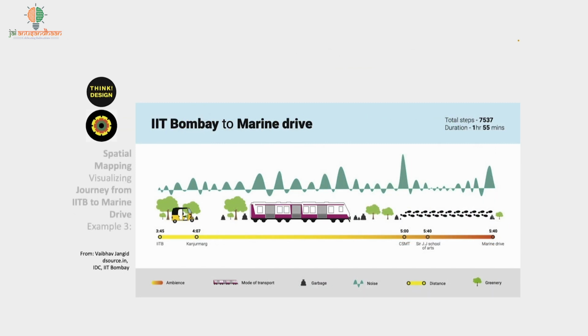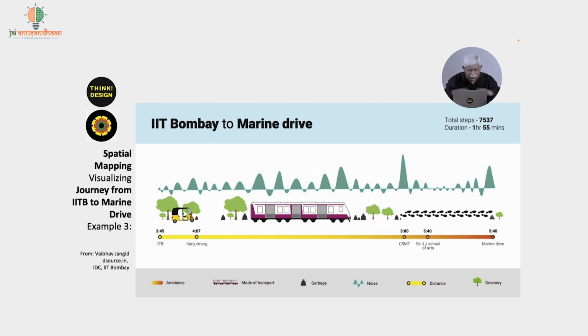Here, for example, it's the journey from IIT Bombay to Marine Drive. You can see that it's by a student. Okay, and he's taken an auto in the beginning, then the local train. Okay, and then he walks all the way from the station to Marine Drive, which is next to the sea. And he's mapped different things over there.